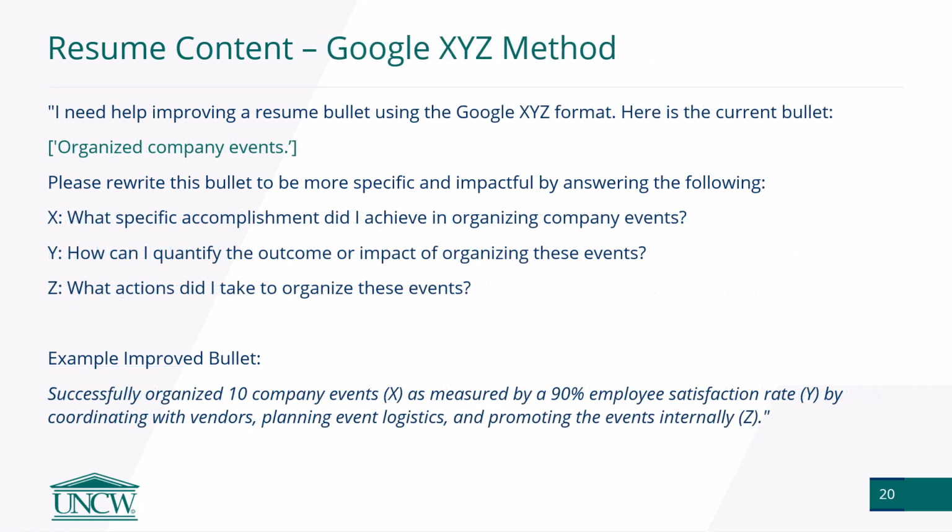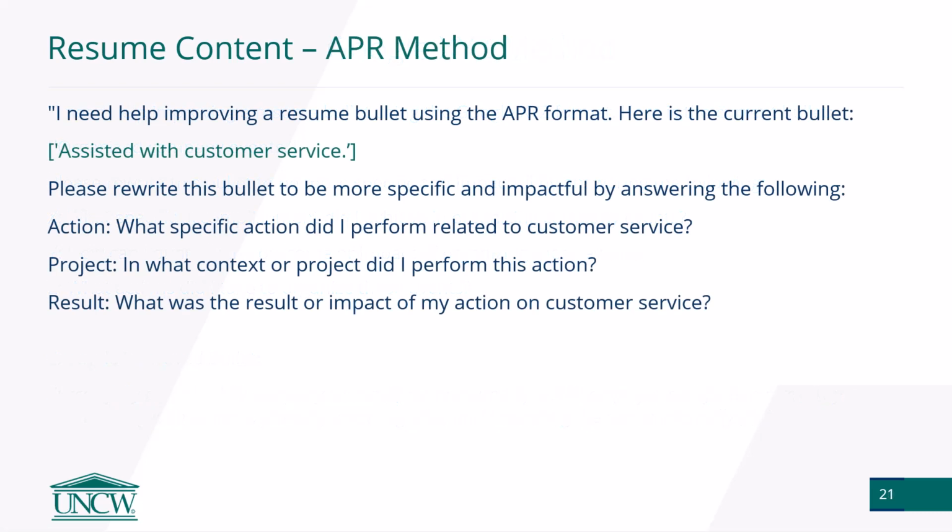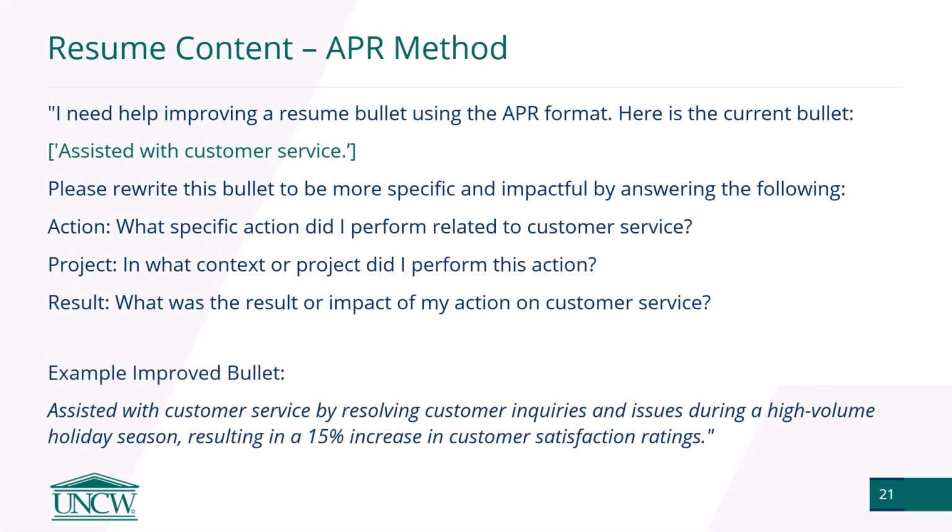Similarly, with the XYZ method, there's really not much difference here. You're going to use the exact same kind of structure. You're just substituting the XYZ language here and then what the XYZ means below. And then you're going to insert your particular bullet. And this one's organized company events. So it rewrites it to say successfully organized 10 company events as measured by 90% employee satisfaction rate. So you get the point. The same with the APR method. It comes up with an example as well. Here we're going to be assisted with customer service. And again, it hallucinates. So just be wary of that as you start to get involved in all of this.